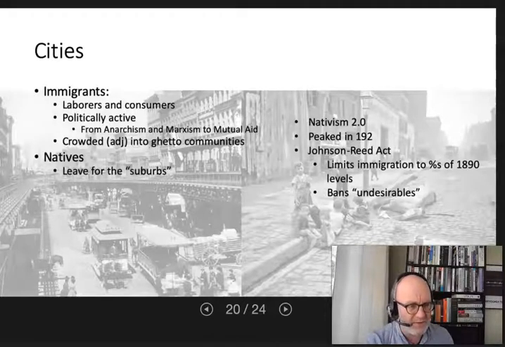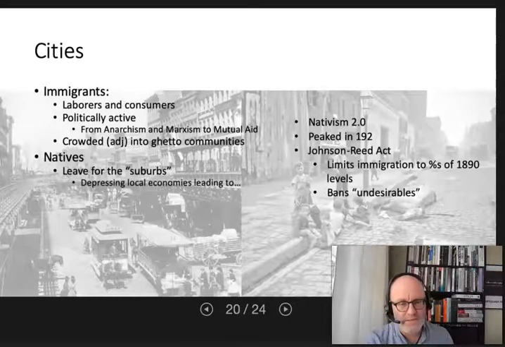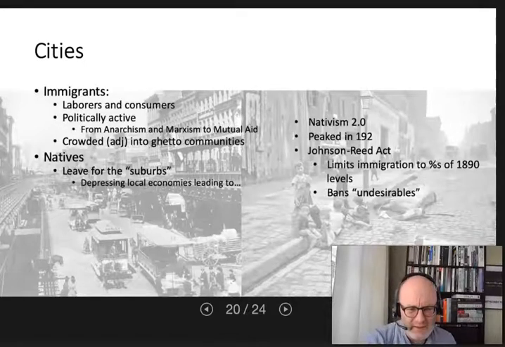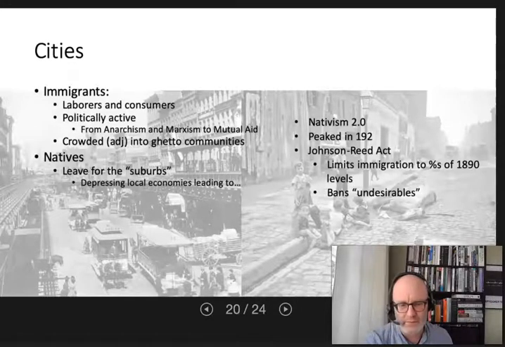Meanwhile, the nativist move, literally, of this time period is to leave cities for suburbs. This depresses local economies, and they can do that because of things like rail car, trolley, bridges. So suddenly you don't need to live in Manhattan anymore. You can move out to the suburbs, which really in the 1870s, 80s is Brooklyn, right? New York hasn't spread to where now the suburbs is like Westchester County or something. In the 1880s, it's Brooklyn.